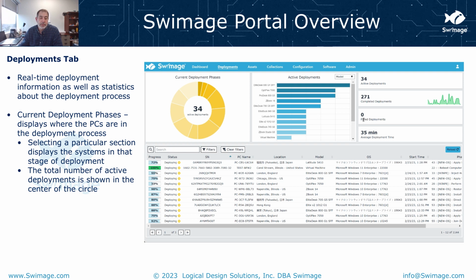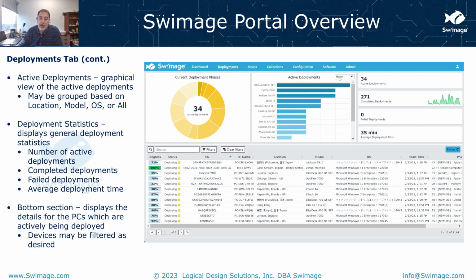Okay, let's take a look at the deployments page. On the deployments page, we have a number of graphs and statistics that will give you insight into current deployments that are going on. Here we have our current deployment phases, which explains where in the deployment process all of the machines are. So whether they're dropping the OS or restoring data or any of the other phases that we have for the deployment, as well as how many are currently going on at any given time.